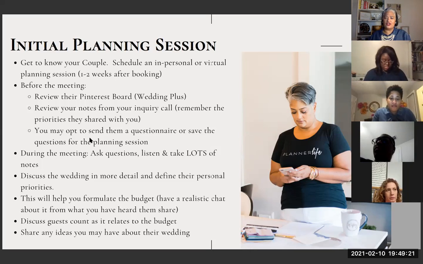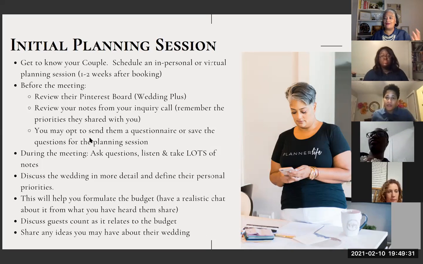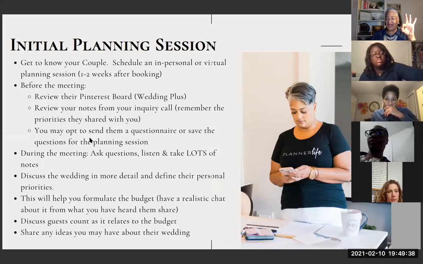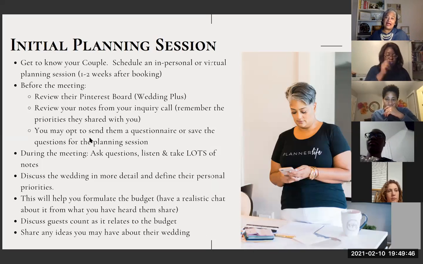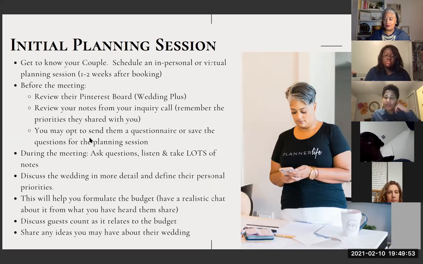I'll show you the list of questions I'm talking about in a second. But you want them to tell you their personal priorities. Everybody has their top 3 or their top 5. In one of the questionnaires, I have it so the couple can break it down for you. I personally tell them, give me your top 3, because your top 3 are going to be the high ticket items in your budget. Some people say top 5, but I like top 3, because that's like 50 to 60% of your budget.